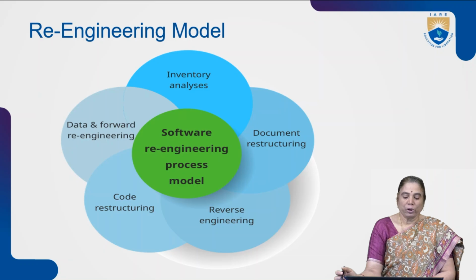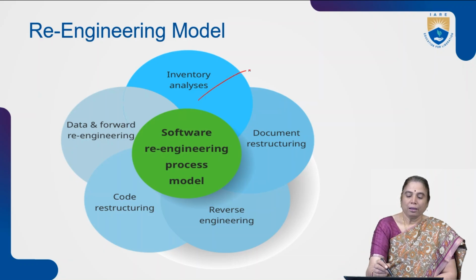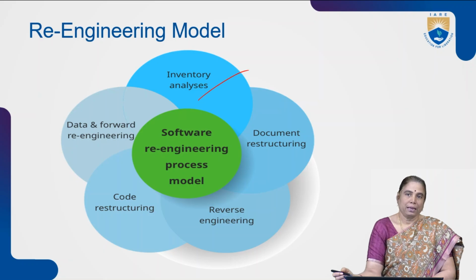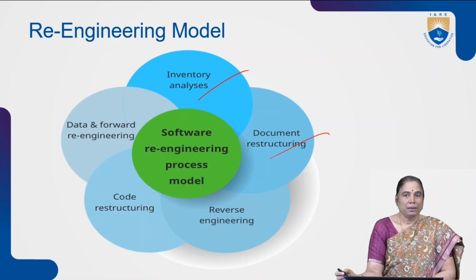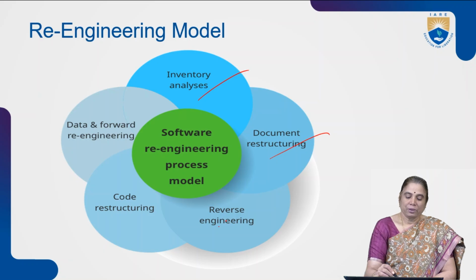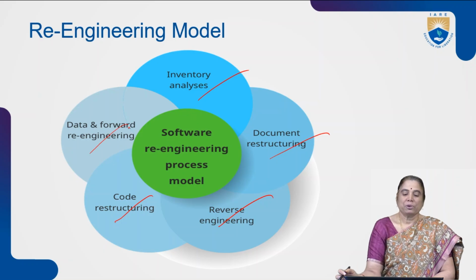So the re-engineering model majorly concentrates on inventory analysis. Why? Because the changes take place in the code, the program structure, as well as in the data re-engineering. So the cost drivers may be considered and inventory analysis must be done for software and hardware requirements. And document restructuring can also be required according to the updates. Reverse engineering, code restructuring, and data forward and reverse engineering techniques must be applied in the re-engineering model.